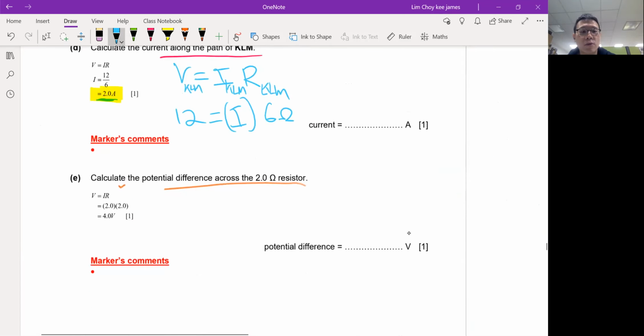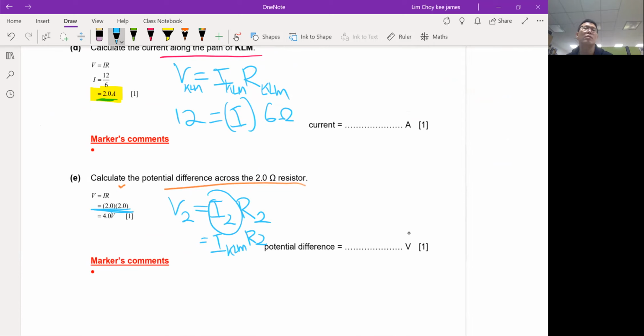V2 across 2 ohms needs the current across 2 ohms and the resistance across 2 ohms. I2 here is actually IKLM, and R2 is 2 ohms, so 2 ohms times 2 amps. You can use simple resistance formulas and Ohm's law, V equals IR, plus the resistor formulas for series and parallel. But you must know where to apply which formula.